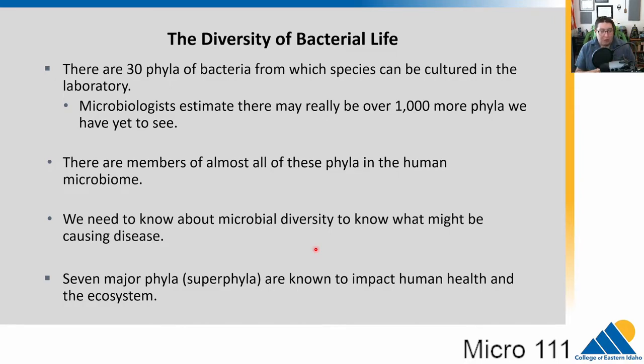Another example, Bacillus anthracis can cause anthrax poisoning, whereas the related species, Bacillus thuringiensis, or BT, can be used as an insecticide. It only kills insects. Many farmers actually use this bacteria on corn crops to kill worms that try to burrow into the roots and kill their crops. So knowing about the diversity can give us new tools that we can use for biotechnology.